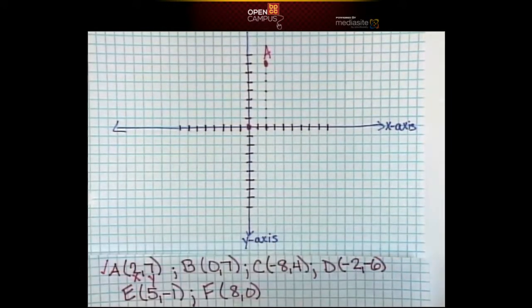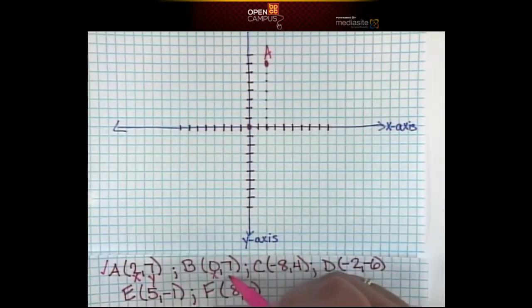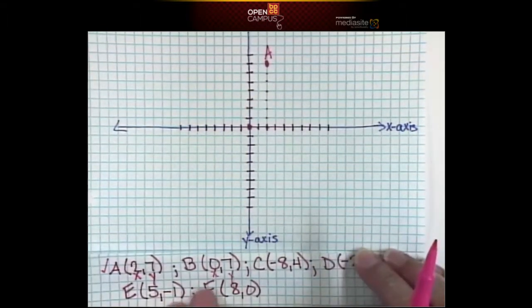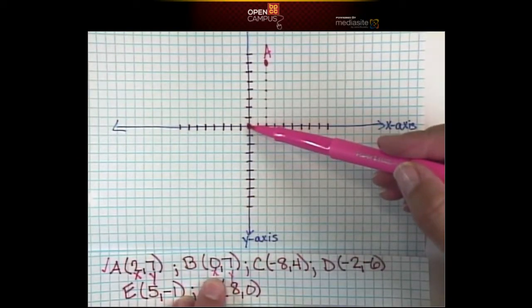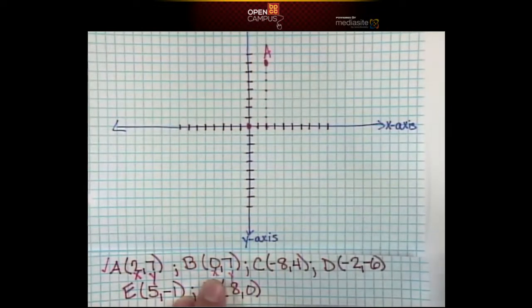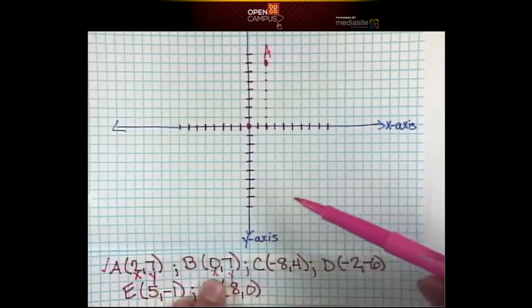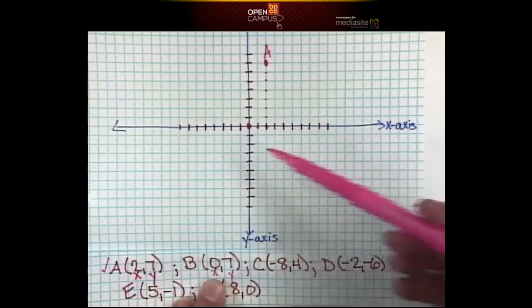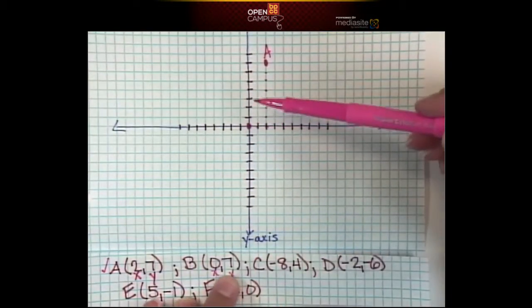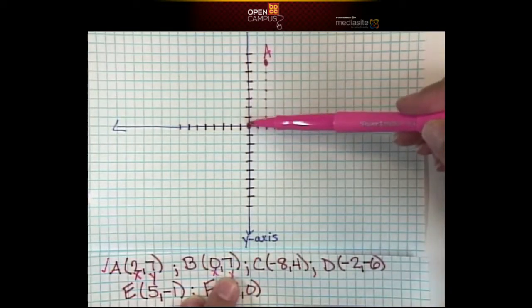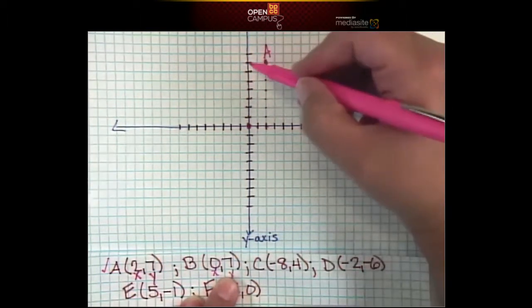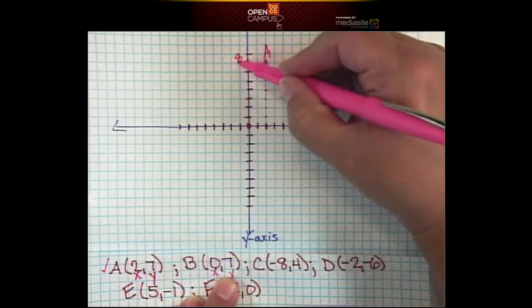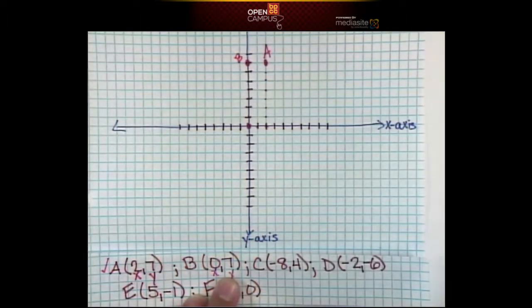Let's move to point B. Point B is 0, 7. So that means my x value is 0, my y value is 7. I'm going to start at the origin, and my x value is 0. So if it's 0, do you really move left to right? No, it's 0. So you move 0 spaces to the left or to the right. Then my y value is 7, so I'm going to move up 7. 1, 2, 3, 4, 5, 6, 7. I'm going to stick a point right there and label it B. You always want to label your points with your capital letter.